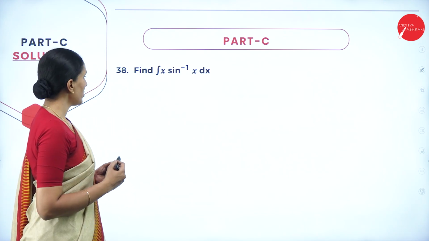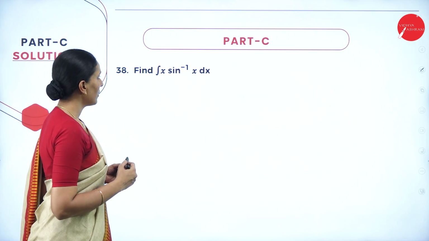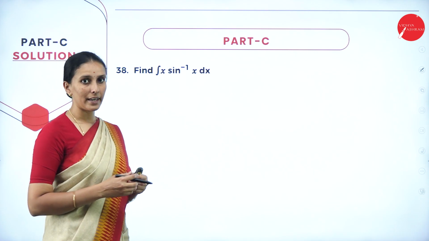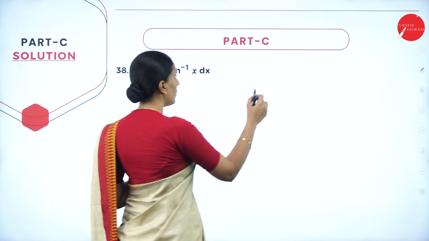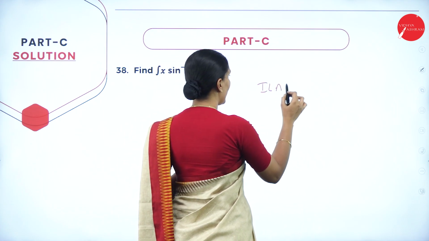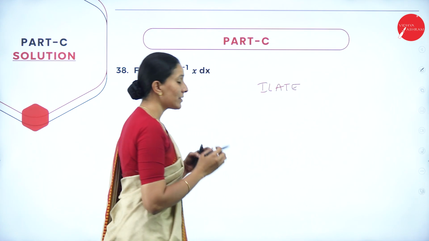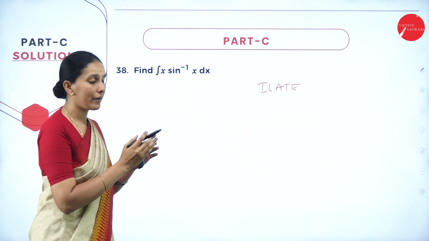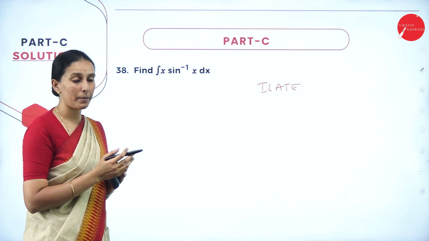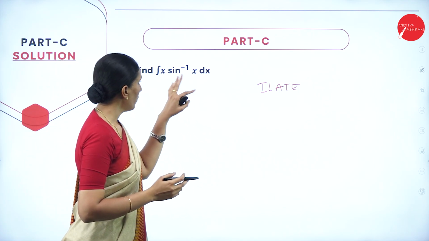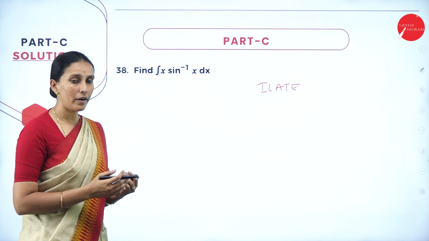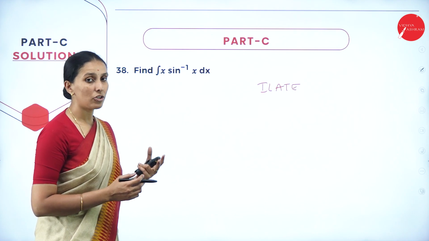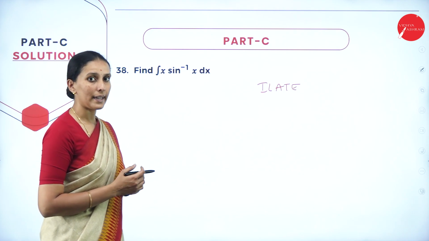Next question. Question number 38. Find integral of x into sine inverse x dx. A question from integration by parts. Before that, we have a rule called ILATE. So that means the order of the function should be written before applying the integration by parts. So we can also rewrite this function in the form of sine inverse x, or else we can also use the method of substitution to solve this integration.